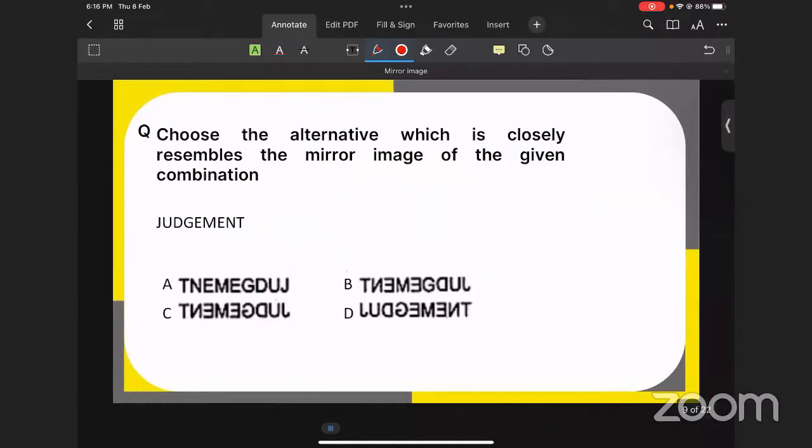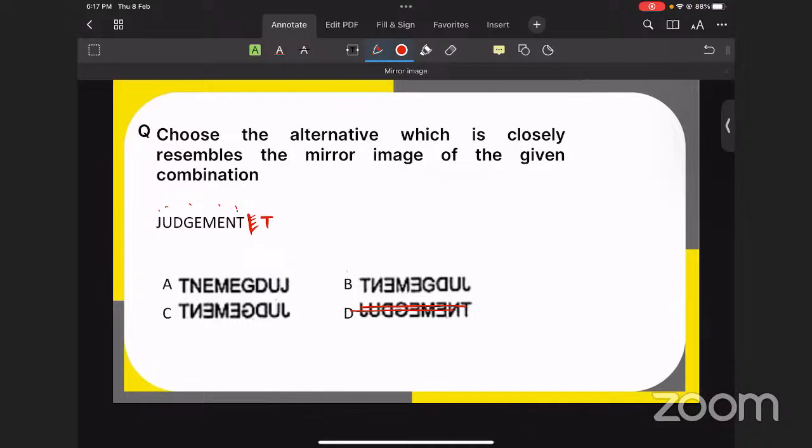Judgment. Mirror on the right side like this. Judgment. So identify, are there any vertically symmetric letters? Left to right changes are required. So this particular one will be starting with the vertically symmetric T. So if the answer is starting with J, that option is wrong because left to right changes are there. So the T will be coming to the left. So the word will be starting with the T.